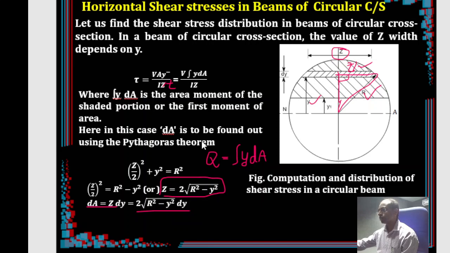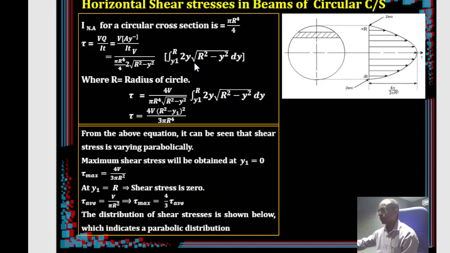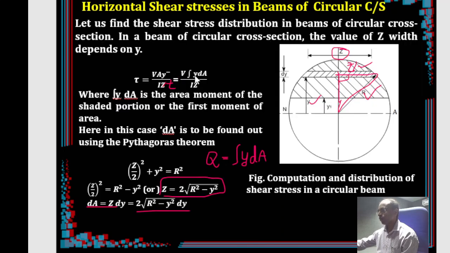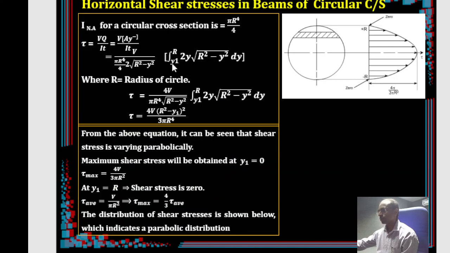So put this now, because this is the only unknown. Put this in the equation. What will you be getting? Integral y dA by Iz, right? z is nothing but 2 times root over r square minus y square, right? So y is substituted as y only, and your other term will be dy. So if you put that, this is the equation.